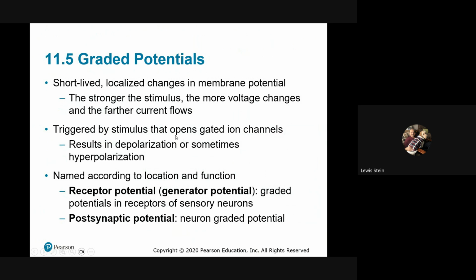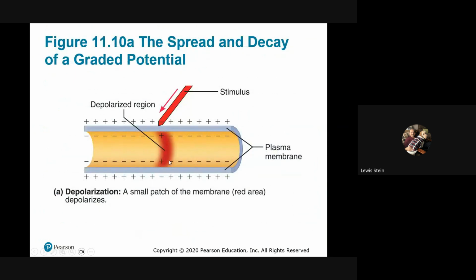Those graded potentials, more likely to fire, less likely to fire, but not sufficient to be an action potential, can make some changes. The stronger the stimulus, the more it's going to carry, the farther, but it's not going to get close enough, as I was trying to demonstrate before, to get all the way up to where those abundance of voltage gated channels are. So they open up the gated ion channels, resulting in local depolarization and sometimes even hyperpolarization. And I don't go into receptor potentials or postsynaptic potentials for you folks. Too confusing. This is a better illustration.